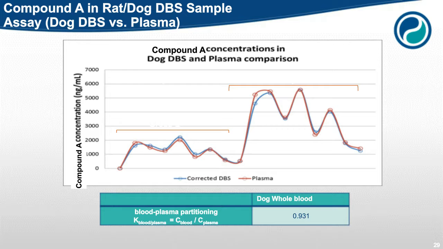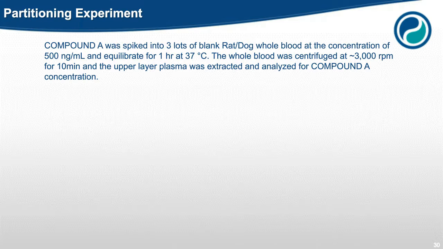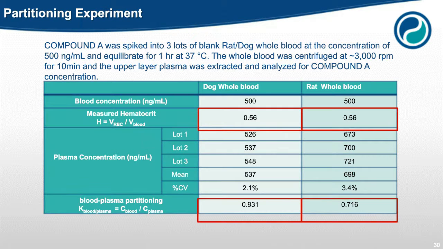So this slide shows you how we get these partitioning parameters for both dog and rat. Due to the time limitation, I'm going to skip this slide. If you're interested, you can download the PDF file and look into it. One thing I want to point out is to get these parameters, we did the test at the concentration of 500 nanogram per mil, which is a lot less than most of the assay samples. So the numbers could be a little bit off. If it's concentration dependent, we don't know yet.